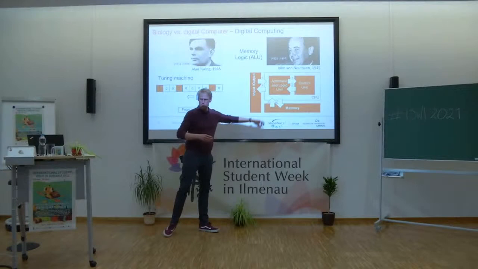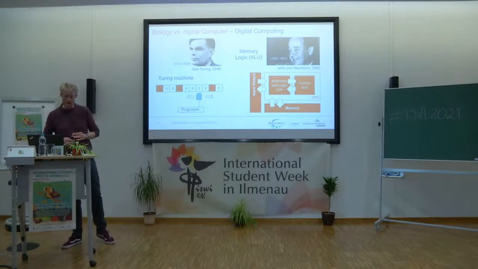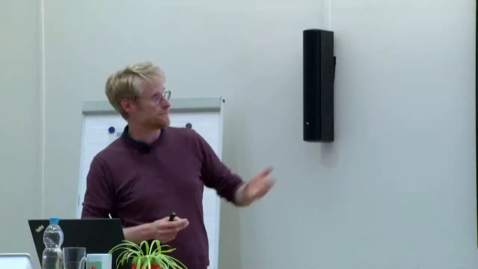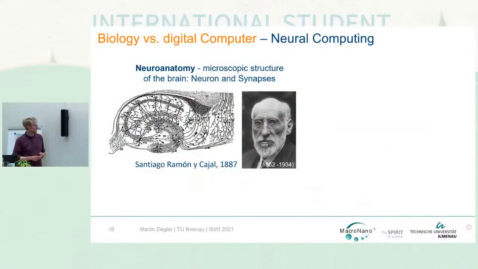Now let's look at how the basic architecture of a brain looks. For that, I'd like to introduce Ramon y Cajal. He was the first to figure out the basic structure of the brain, and the basic building blocks of the brain are neurons. These are the nerve cells, and the interconnections of the neurons, Cajal called synapses.